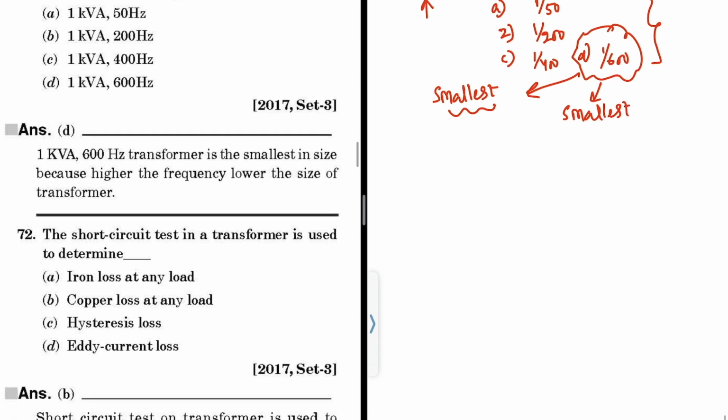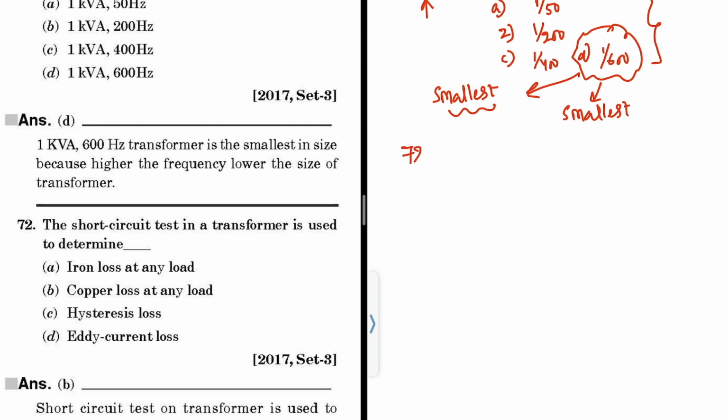Okay. Coming to question number 72. Short circuit test. Generally, the open circuit test is for core loss, and the short circuit test is for copper loss. So the answer will be copper loss.